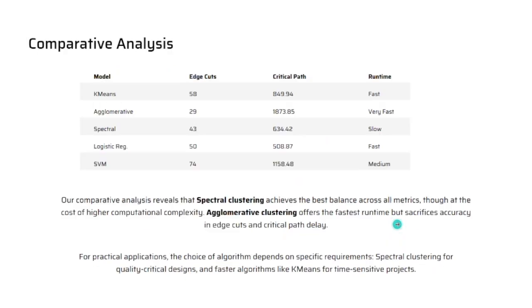Finally came our comparative analysis, where it revealed that spectral clustering achieved the best balance across all metrics as shown in the table, though at the cost of higher computational complexity. Agglomerative clustering offers the best runtime, but sacrifices accuracy in edge cuts and critical path delay.